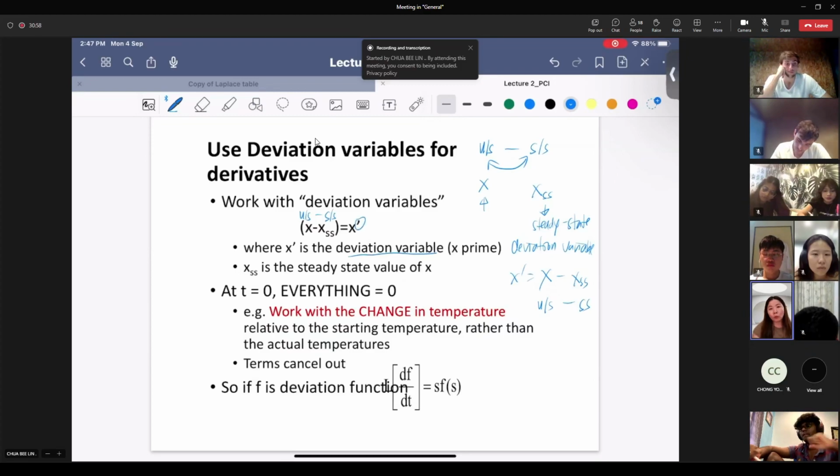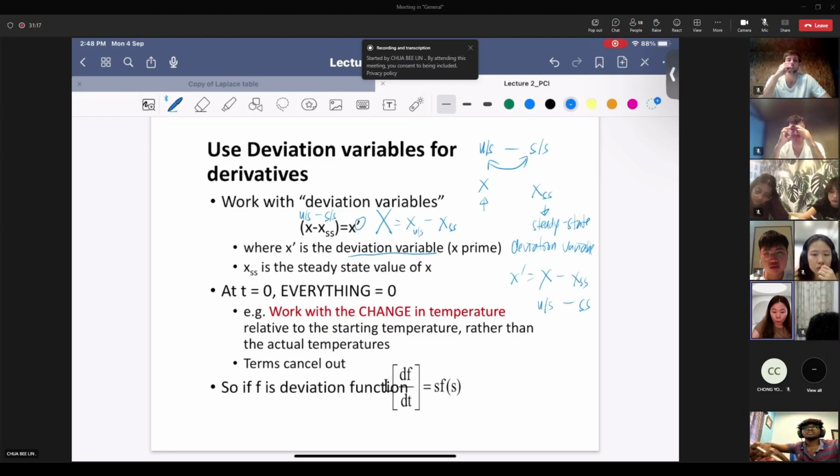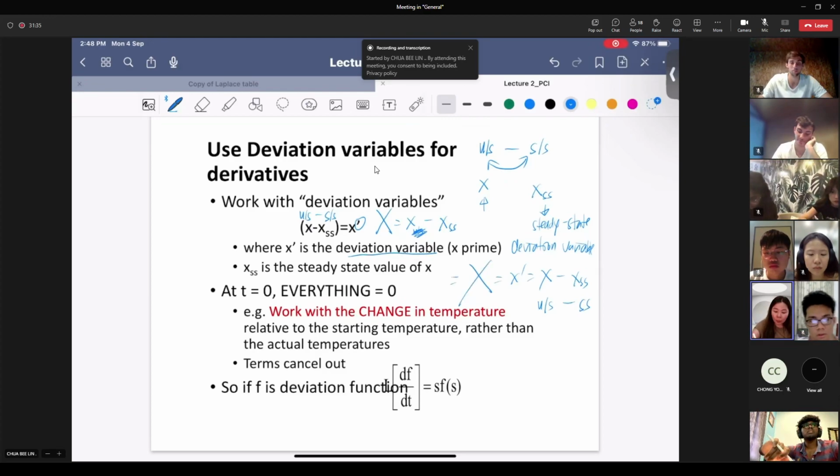So sometimes they do not use the prime. In other textbooks or in tutorials, sometimes they use a capital X to indicate deviation. So x minus x steady state. We do not write unsteady state over here, so we will just represent using x to indicate it is an unsteady state value. If you put the subscript SS, it means it is the steady state value. So either you prefer to use x prime or you prefer to use a capital X to indicate the deviation variable.